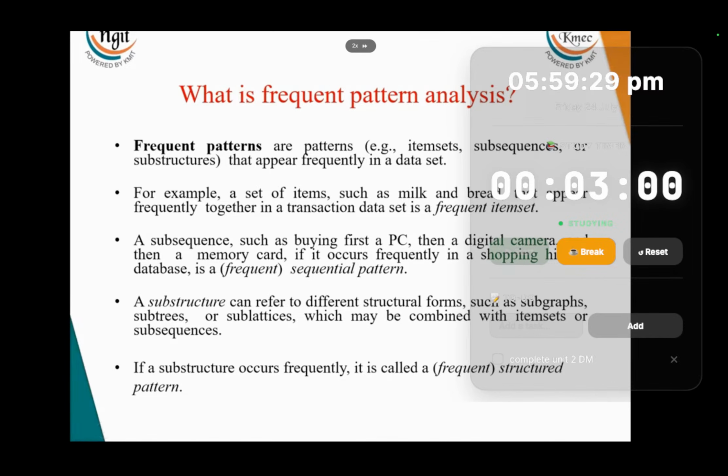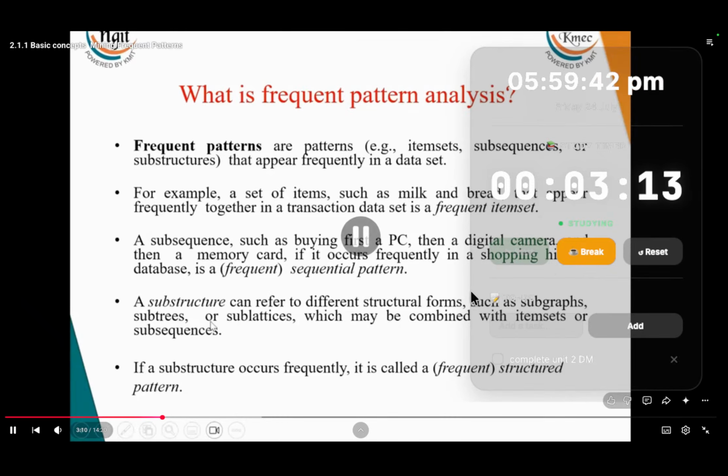For example, if you are buying a mobile, later you prefer to buy a cover for that. Later you prefer to buy a screen guard for that. In a similar way, if you are buying a PC, then you will buy a digital camera, then you'll buy a memory card, right? So in a sequence, you'll do some sort of shopping, and that we call a sequential pattern.